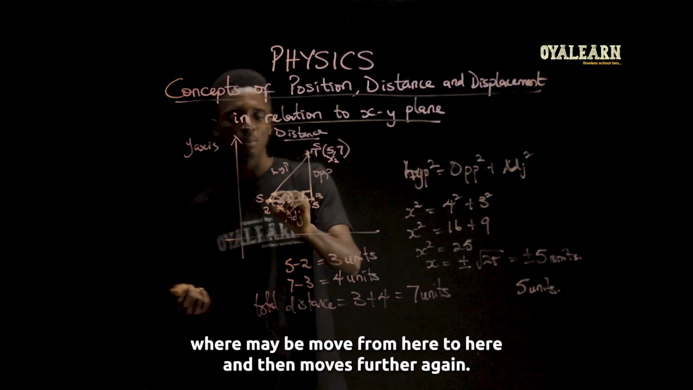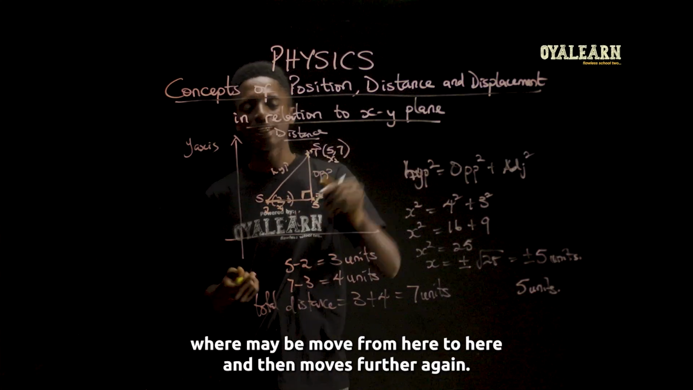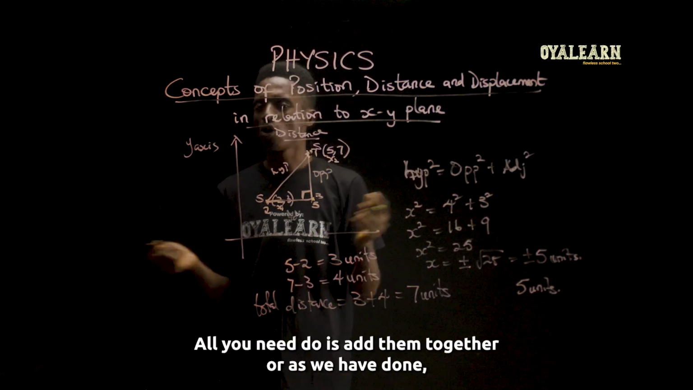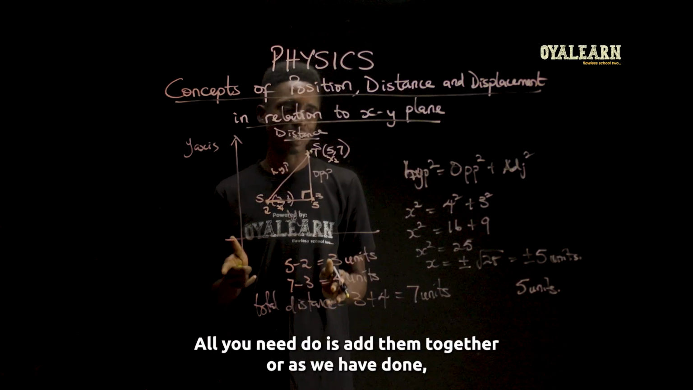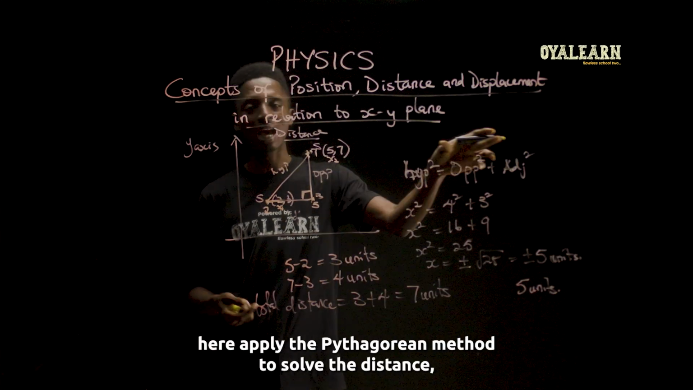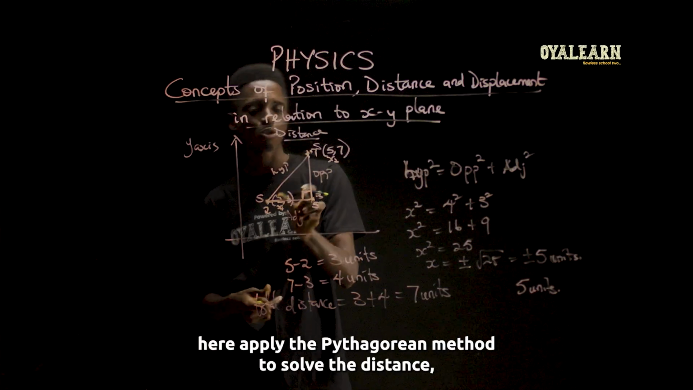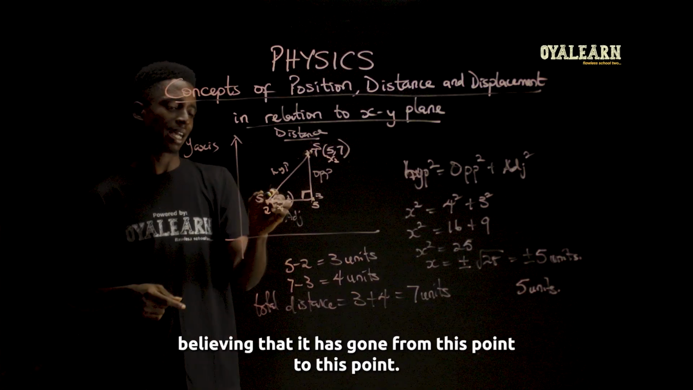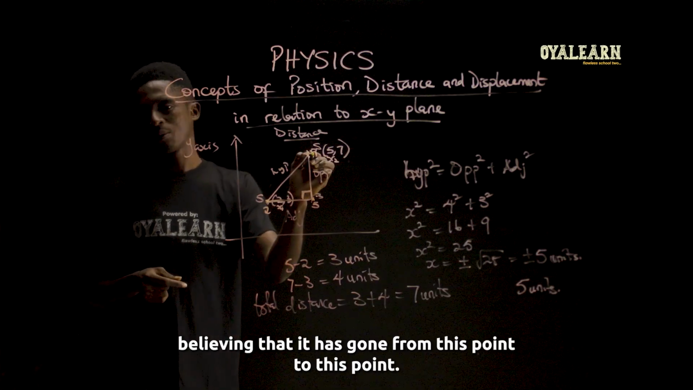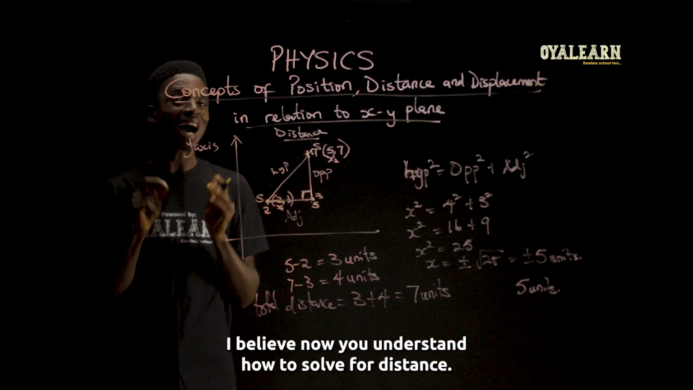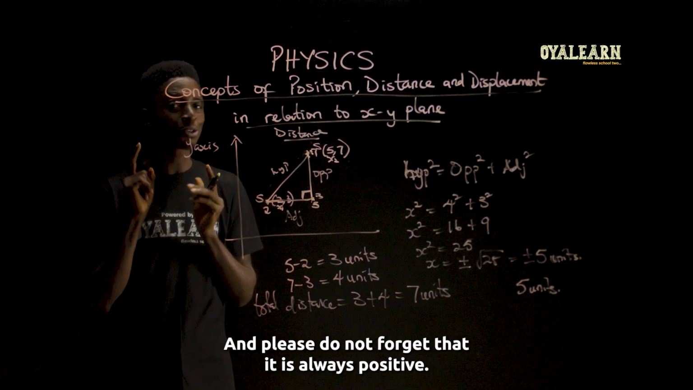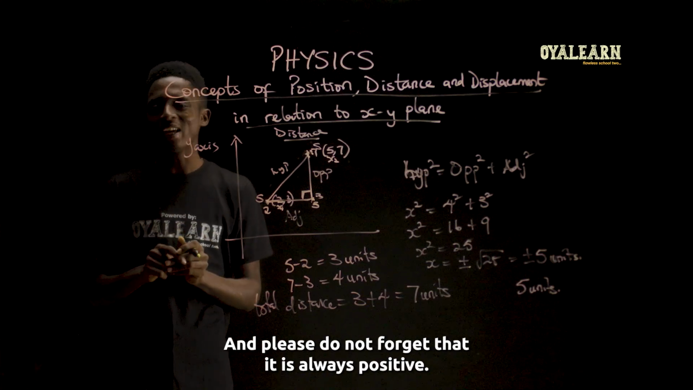That is, in the case where maybe you move from here to here and then move further again, and you have each of those path lengths, all you need to do is add them together. Or, as we have done here, apply the Pythagorean method to solve the distance, believing that it has gone from this point to this point. I believe now you understand how to solve for distance. And please do not forget that it is always positive.